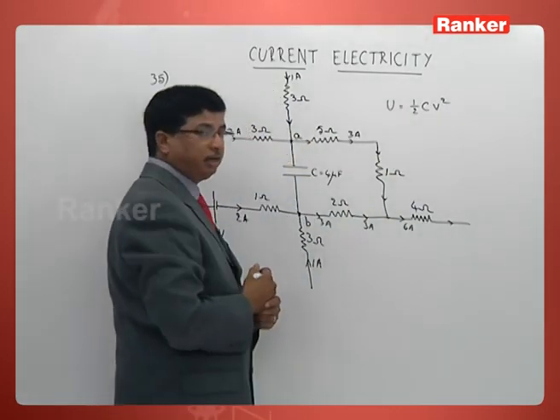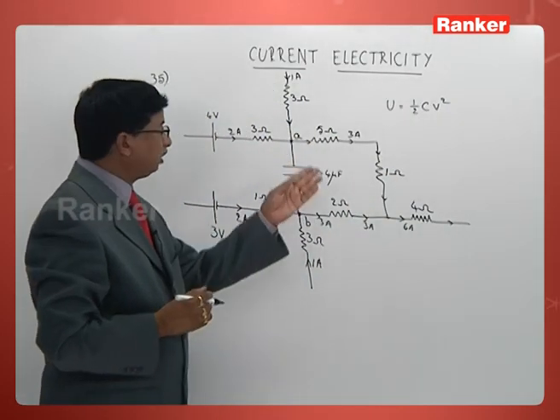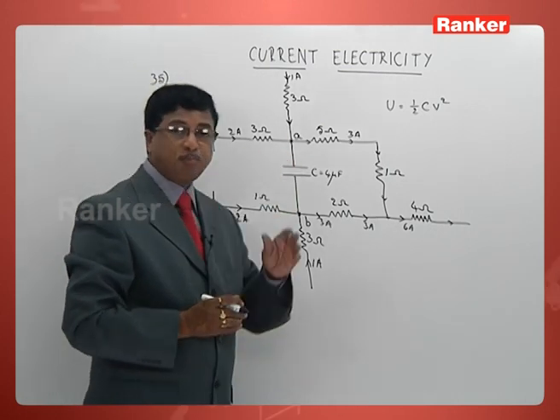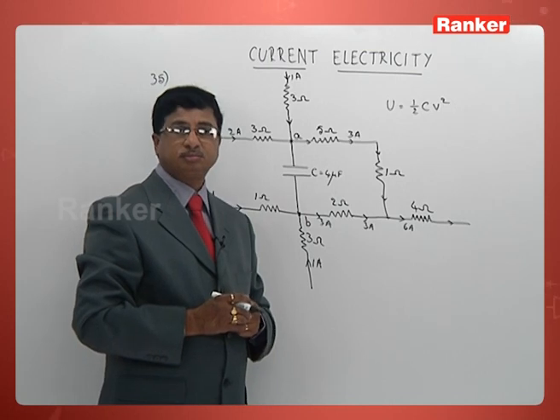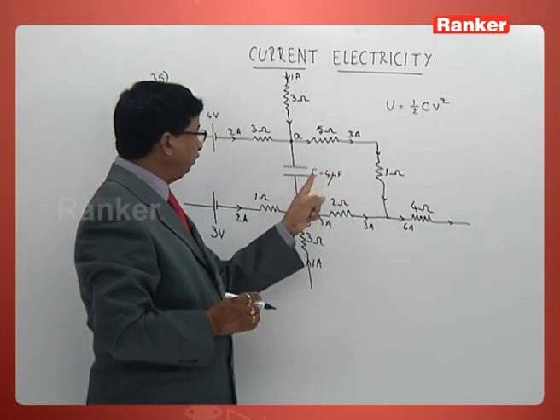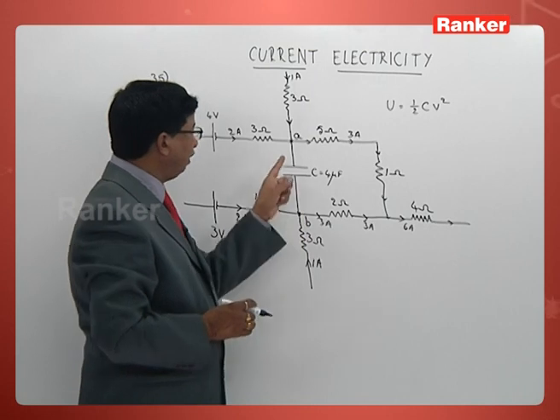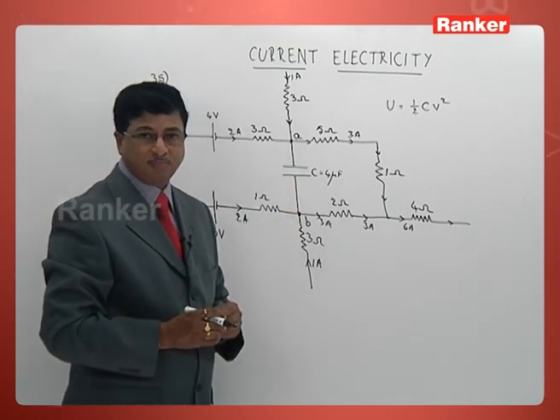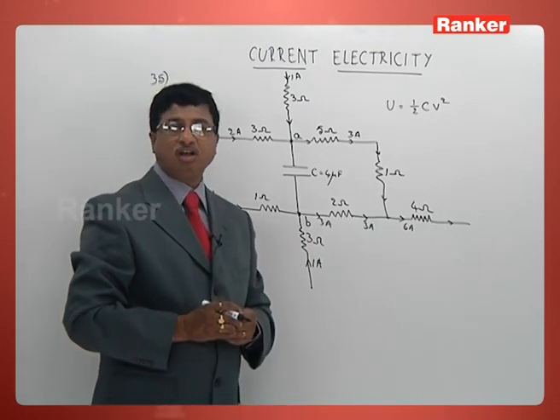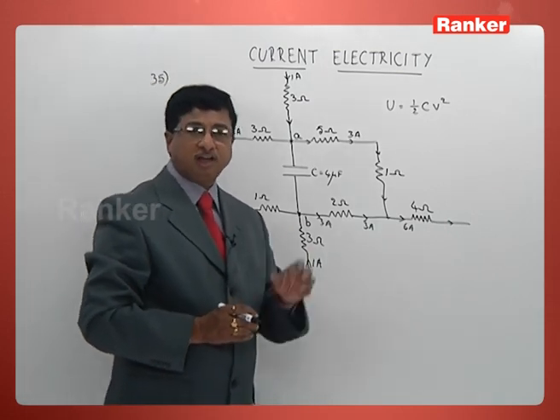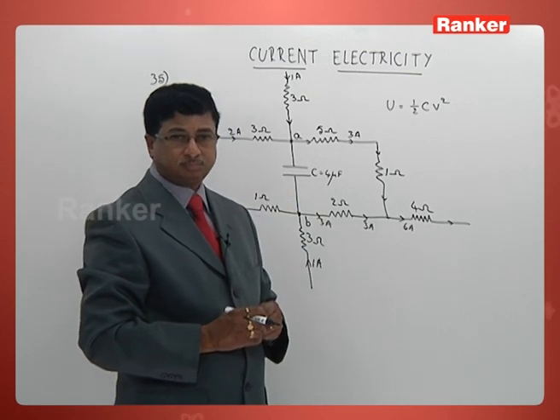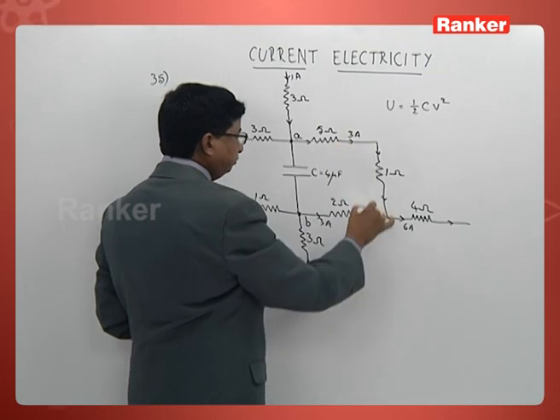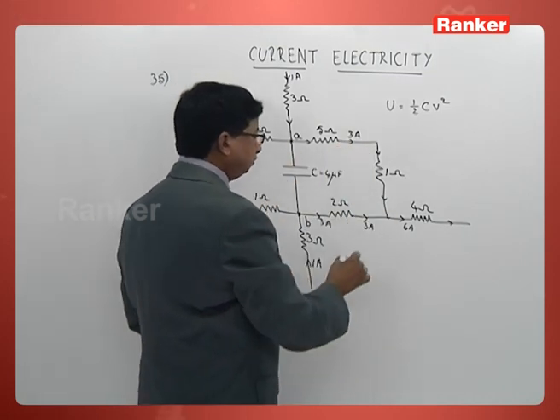There is a formula directly. C being the capacity, V being the potential difference across the plates of the capacitor. So C already is known to us. We just have to calculate the potential difference across these 2 points. Let us first of all apply second law of Kirchhoff. This is the network I am taking up. So let us start from here.